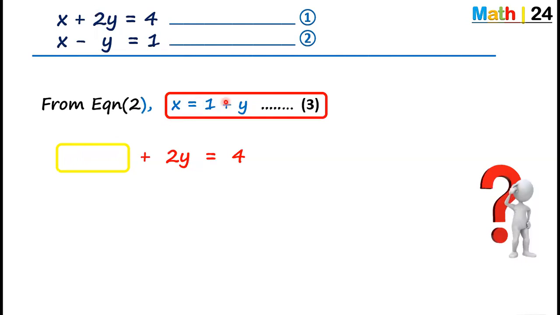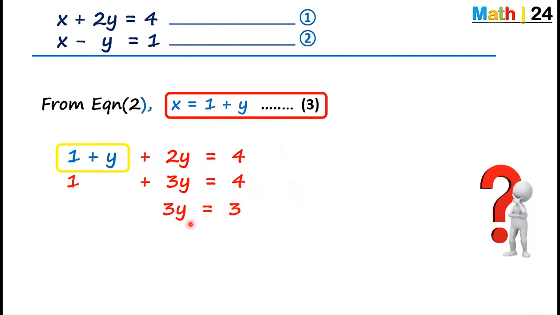I already have my x to be 1 plus y, right? So my x, I'll replace this. I've replaced x by 1 plus y, plus 2y equals 4. We now simplify. y plus 2y is 3y. That's equal to 4. And we carry 1 to the right-hand side, becomes minus 1. So 4 minus 1 is 3. And 3y being equal to 3, divide both sides by 3, y will be equal to 1.